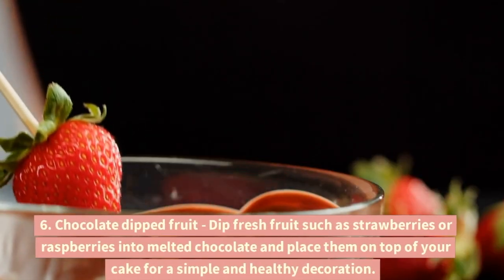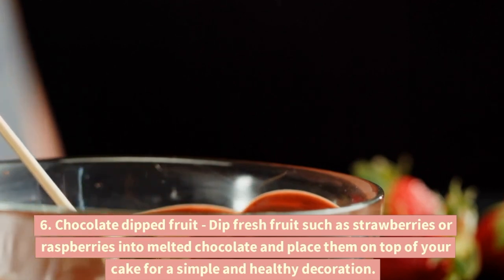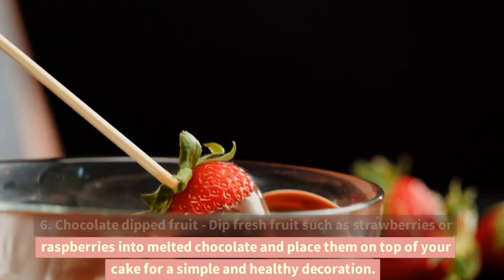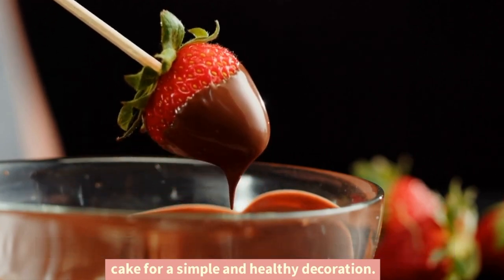6. Chocolate dipped fruit. Dip fresh fruit such as strawberries or raspberries into melted chocolate and place them on top of your cake for a simple and healthy decoration.